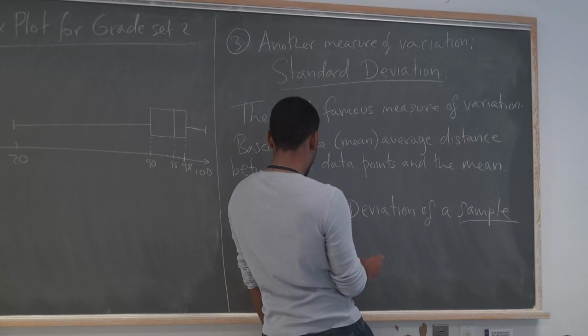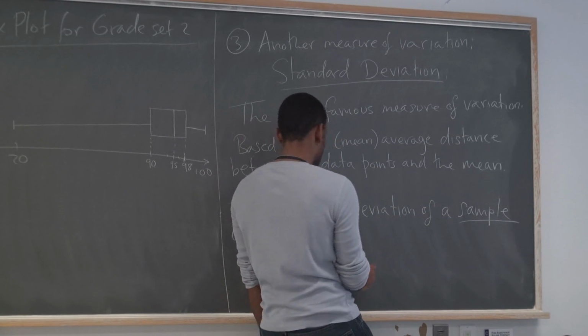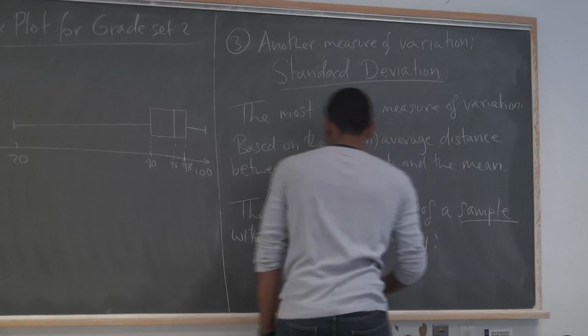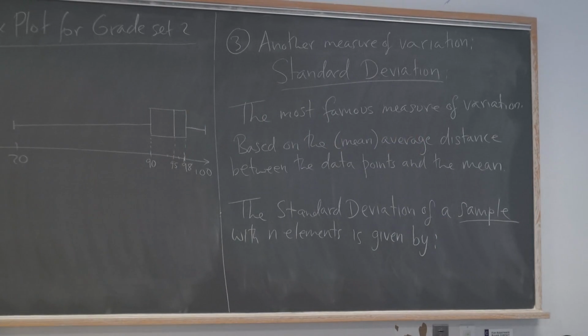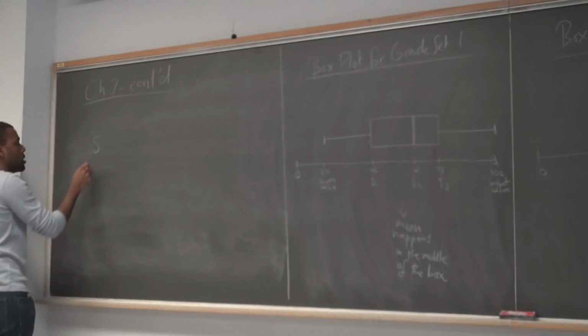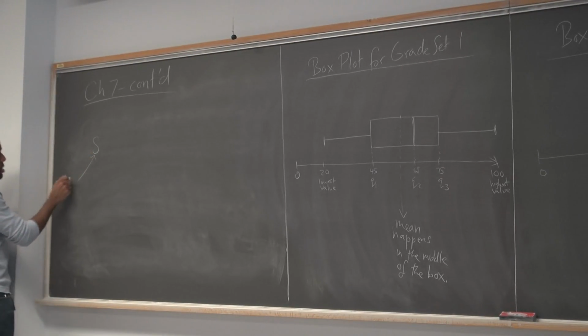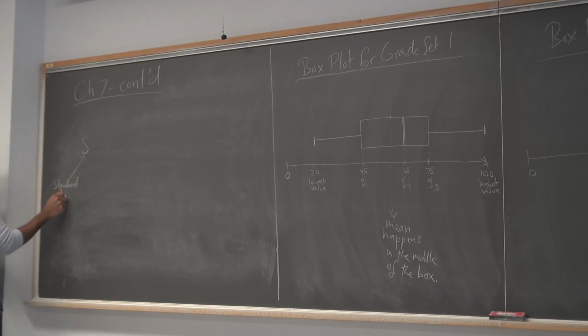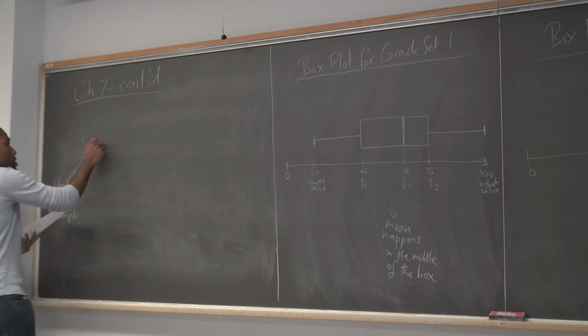A sample with n elements, the standard deviation of a sample with n elements is given by, here's the formula. The notation is S, lowercase s. This is standard deviation for a sample. There's a standard deviation of a population that uses a different letter, but we use S for the sample. This is the formula.